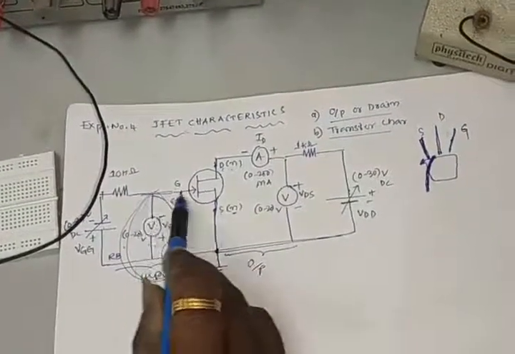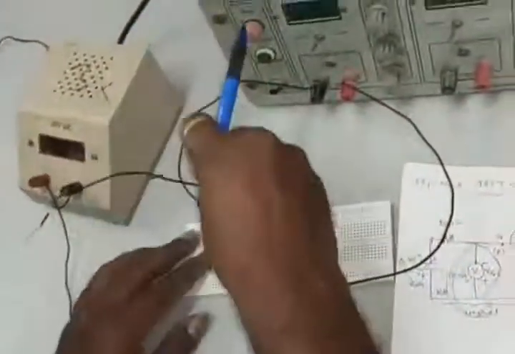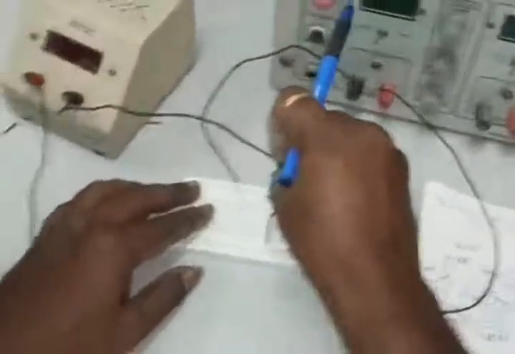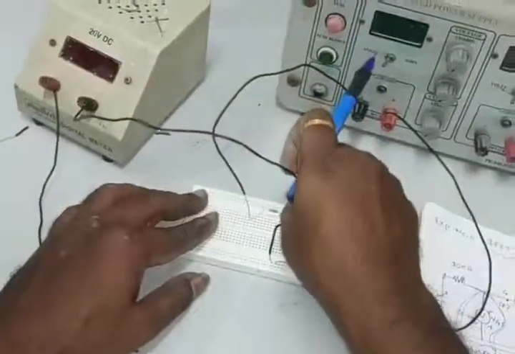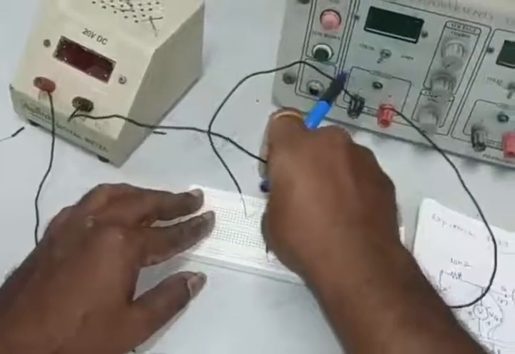In the input side we are left with only one voltmeter. Voltmeter negative is connected to the gate only. Voltmeter range is 0 to 20, and negative is this one. It is connected to the gate only. Gate means the first terminal, this one. Positive will be ground.